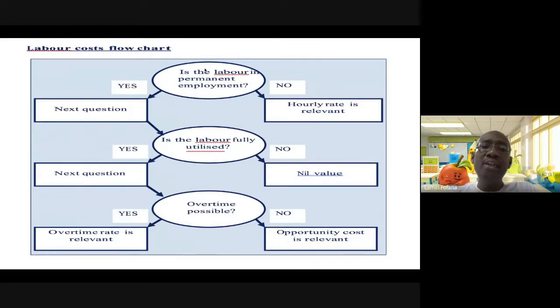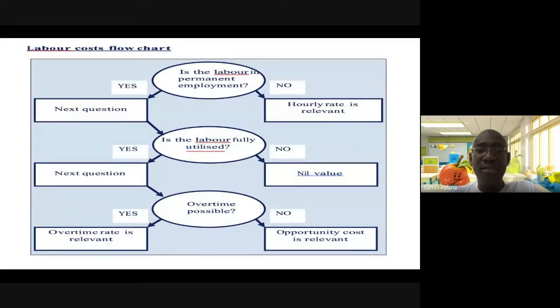So if these people are staff that we have been dealing with for a long time, paying them on a monthly basis, so they are on our payroll, we ask this question: is the labor fully utilized? Labor full utilization means the staff that go to extract honey, are they fully occupied with the work? Does each and every one of them have something to do each time they come to work?